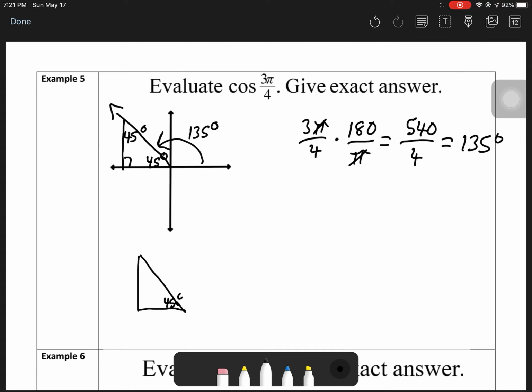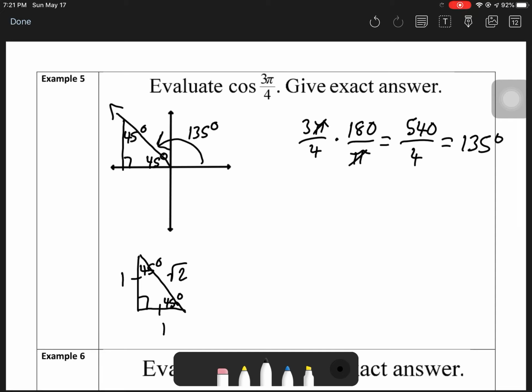So 45, 45. Now, the 45s are the same value. These legs are congruent. So we're just going to say that they're each a value of 1 and 1. And then the hypotenuse is a little bit bigger. It's square root of 2 times bigger. So those are the values we're going to use.